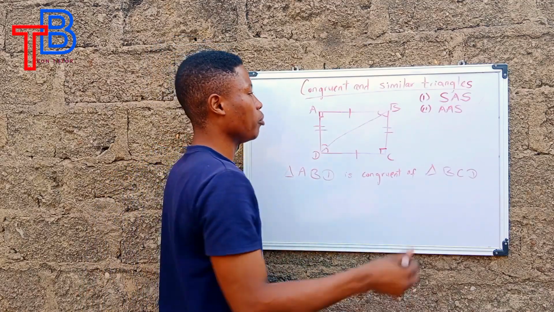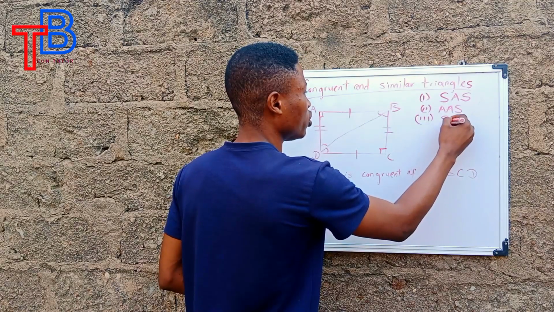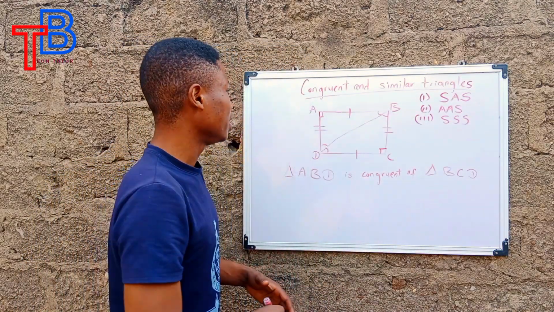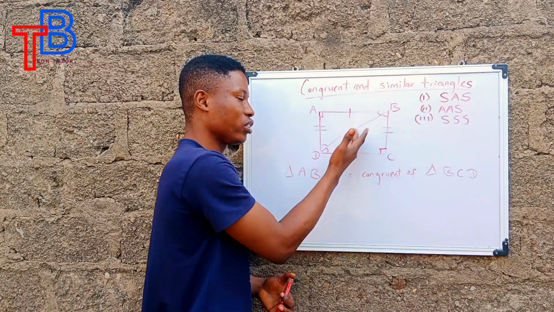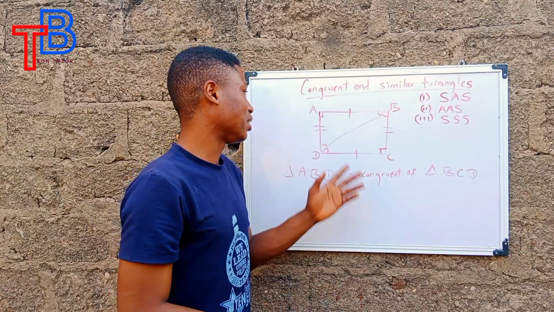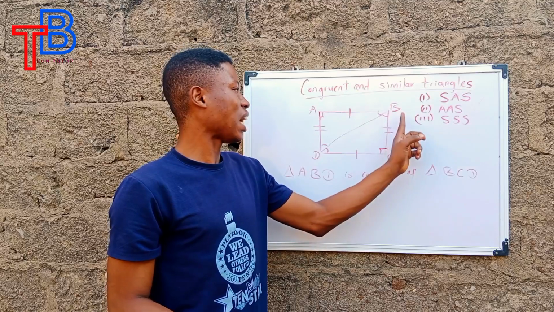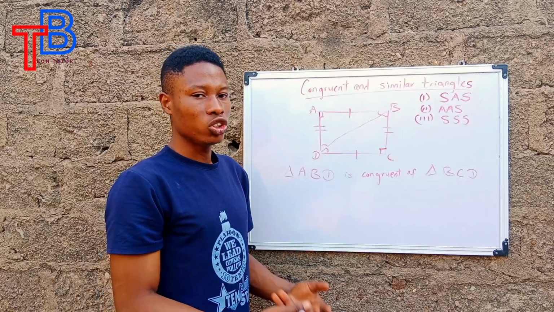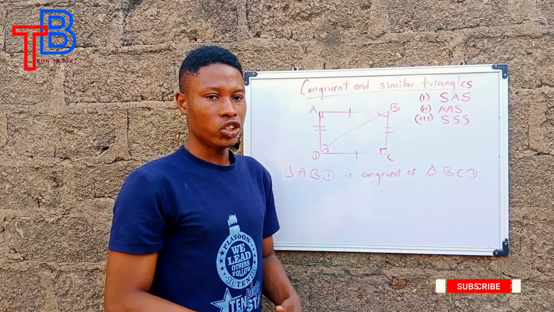Another condition is that if three sides of the triangles are equal, we can say they are congruent. The way this side is equal to this side, and also this side, makes these two triangles congruent. That is, side AB is equal to side DC, side AD is equal to side BC, and DB is common to the two triangles. Therefore, we can say these two triangles are congruent.